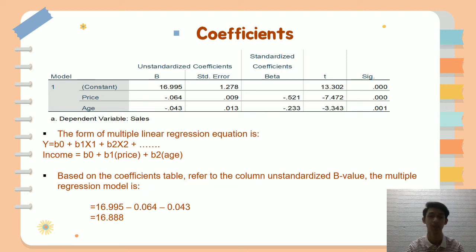The form of the multiple linear regression equation is y = b0 + b1x1 + b2x2. Based on the coefficient table, referring to the column of unstandardized B values, the multiple regression model is equal to 16.995 minus 0.064 minus 0.043, and the final answer is 16.888.